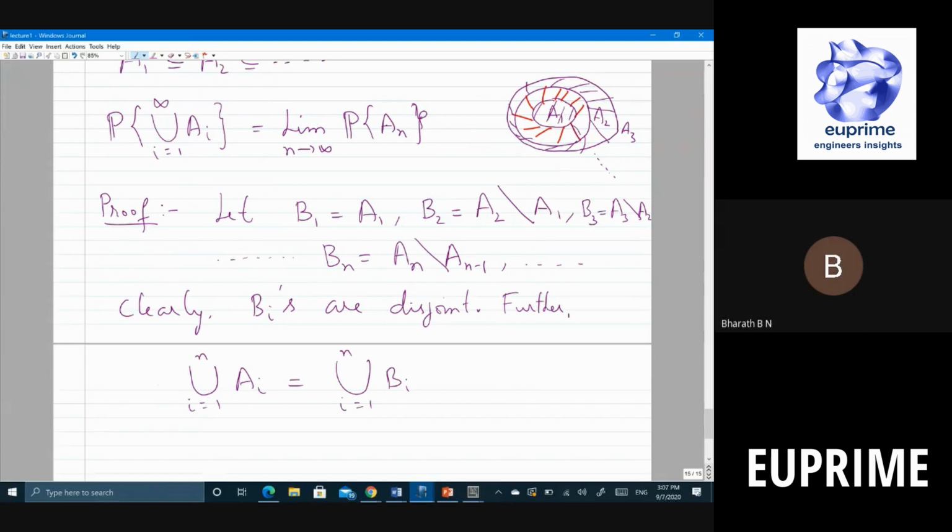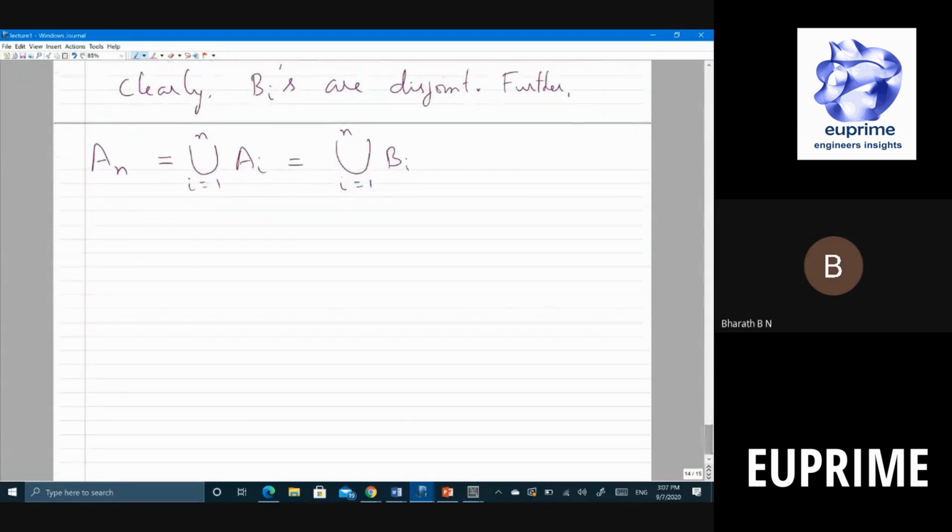Well, union overall, this is nothing but An, right? Very clear. Because if you take A1 union A2, you get A2; A1 union A2 union A3, you get A3, and so on. So if you take n pieces and you take the union, you get the last piece, right? Because one is contained in the other. Okay, so this is what we have, and these are all disjoint pieces.